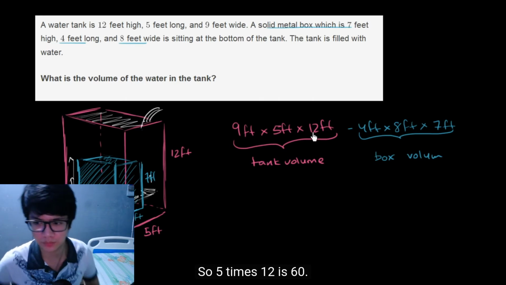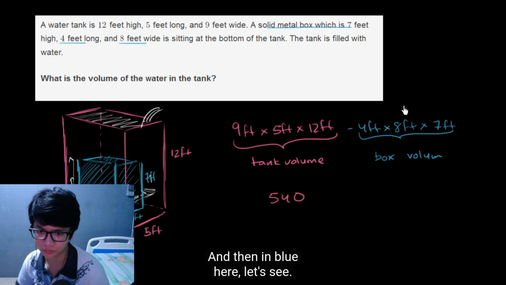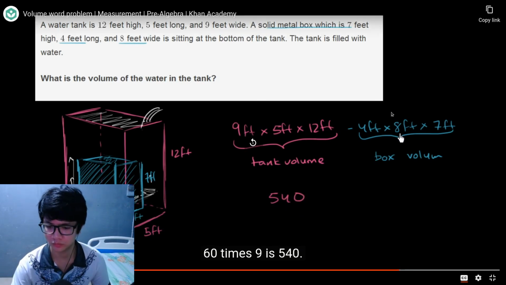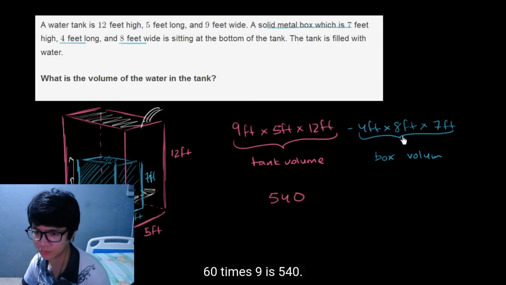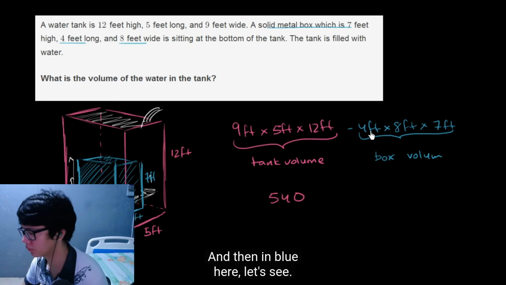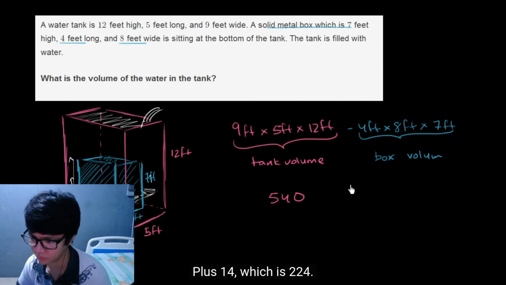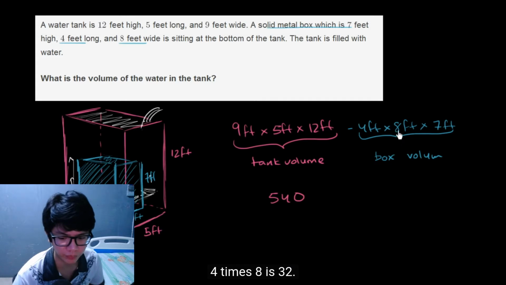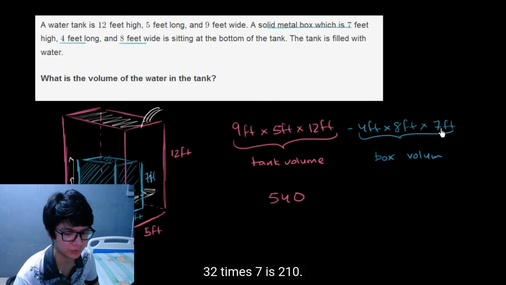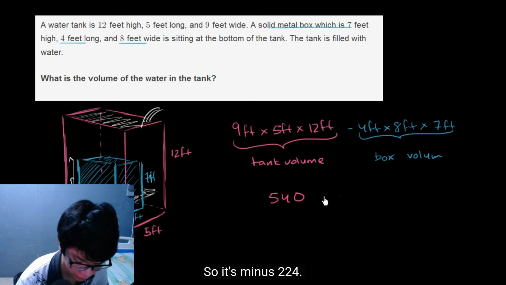So 5 times 12 is 60. 60 times 9 is 540. And then in blue here, let's see, 4 times 8 is 32. 32 times 7 is 210 plus 14, which is 224. So it's minus 224.